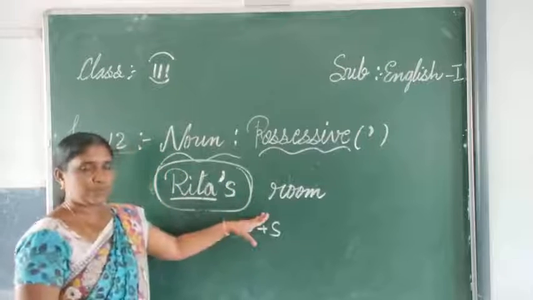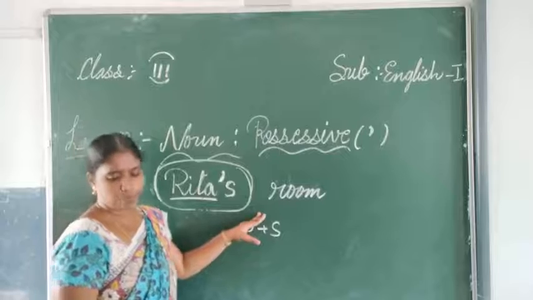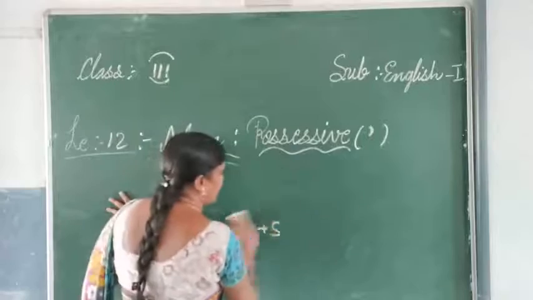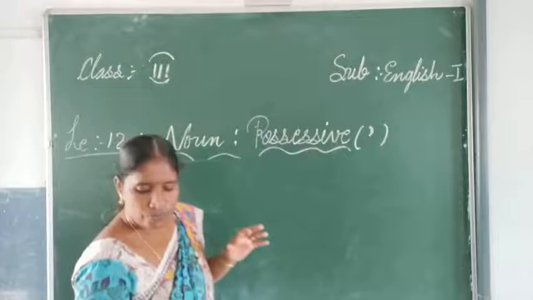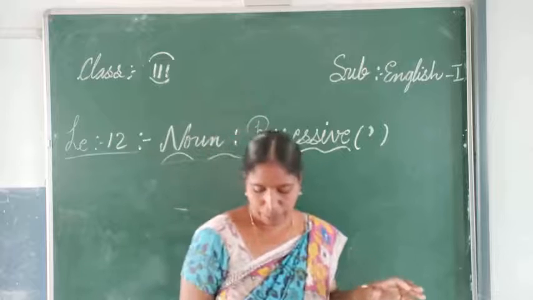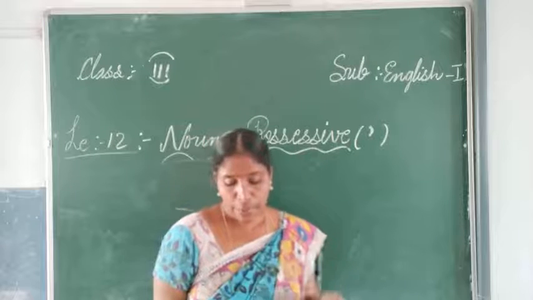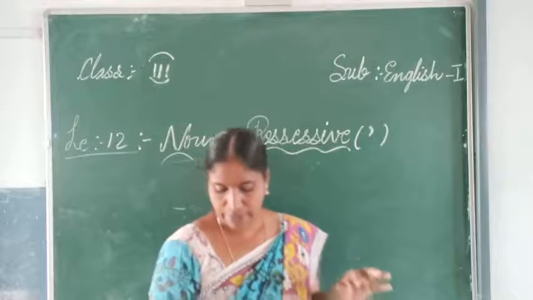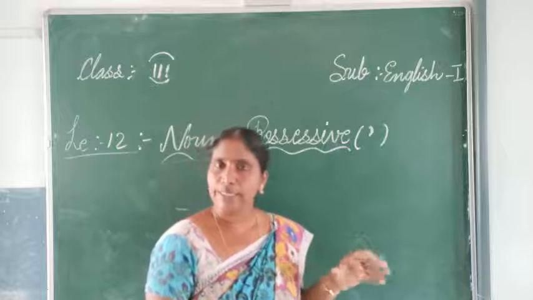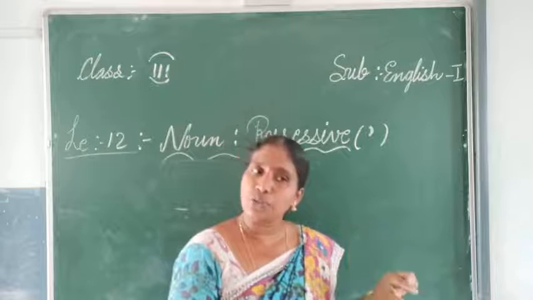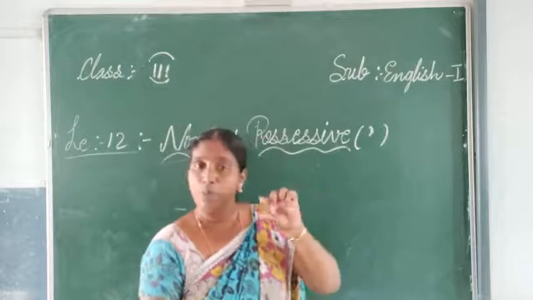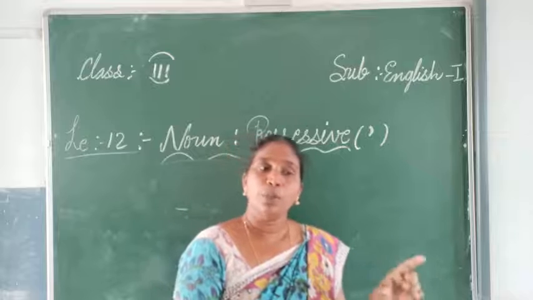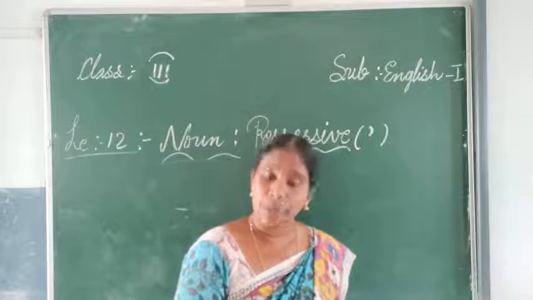So Rita's room. So clear how we are using the apostrophe now. Now we will see the exercises so that we can understand a little more clearly. So here we add an apostrophe plus s to show that this belongs to a person. Why do we add this apostrophe plus s? Because we are showing that these belongings are particularly to that particular person.